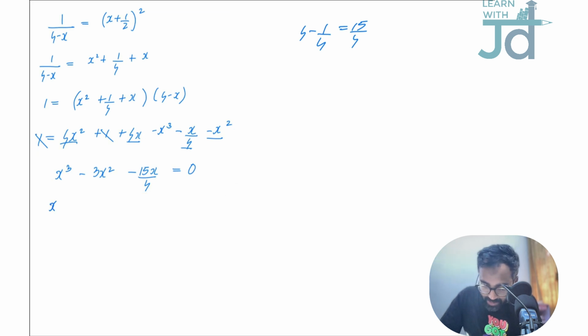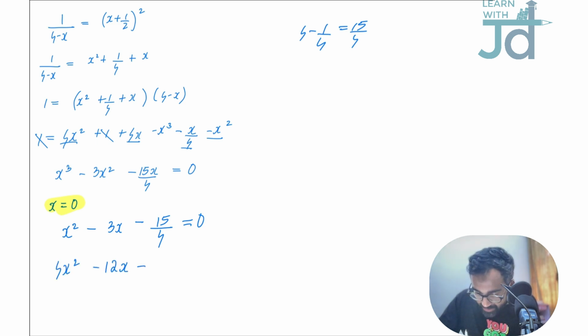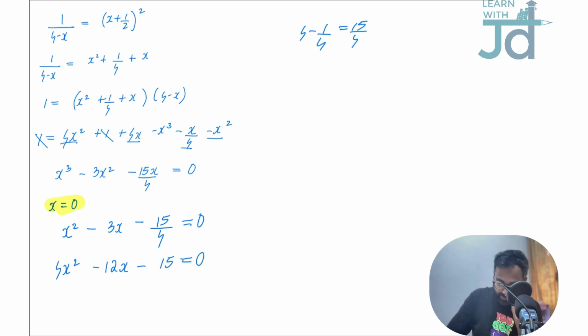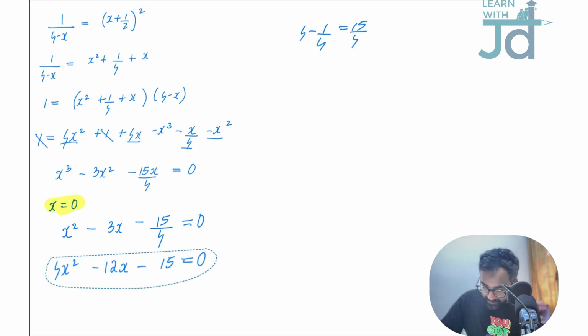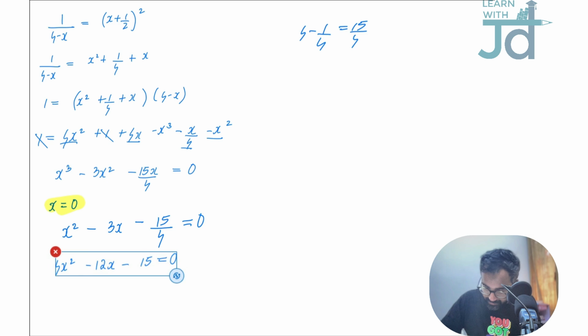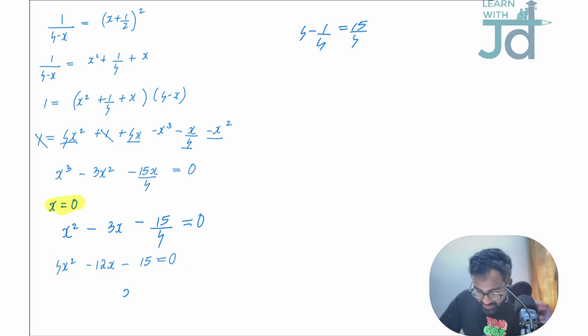So x is common. So x is equal to 0 is anyway a root. Divide the entire equation by x. So x is equal to 0 is a root. So the remaining roots come from x square minus 3x minus 15 by 4 is equal to 0. So it is 4x square minus 12x minus 15 is equal to 0. This is not factorizable. So let us apply Sridharacharya's formula.